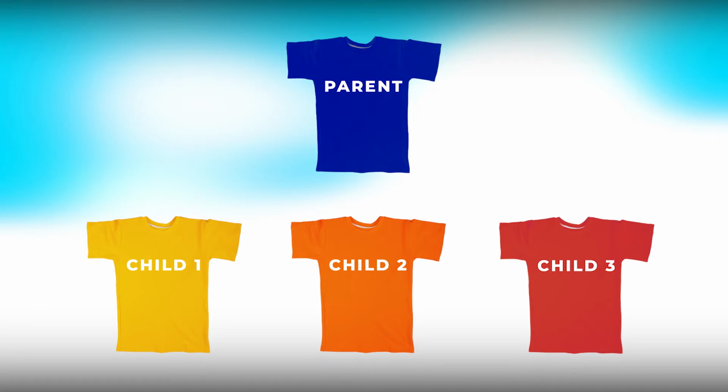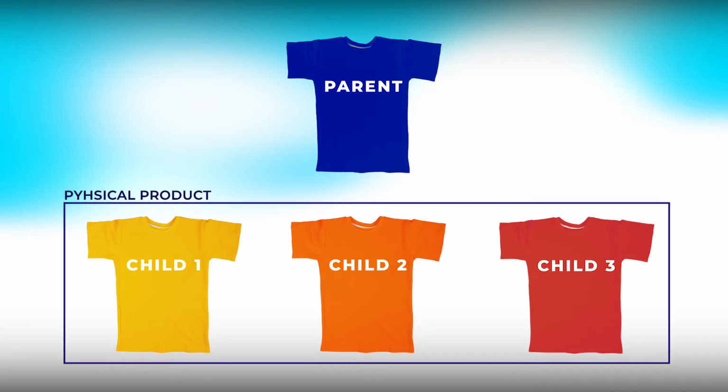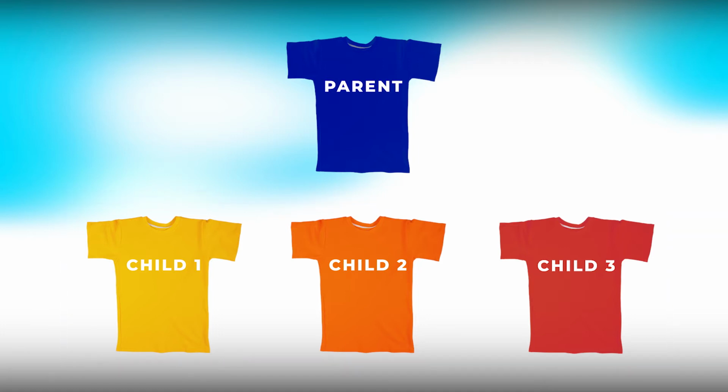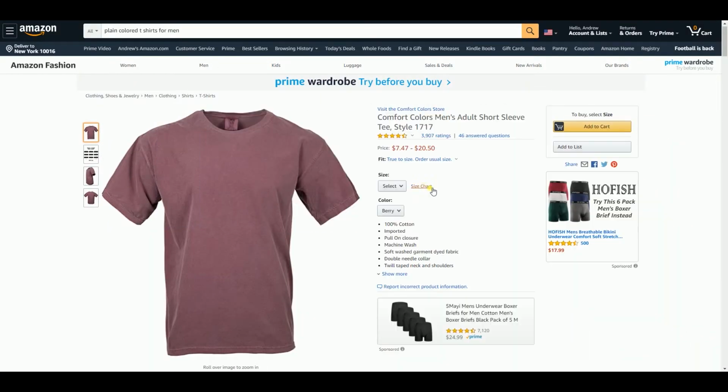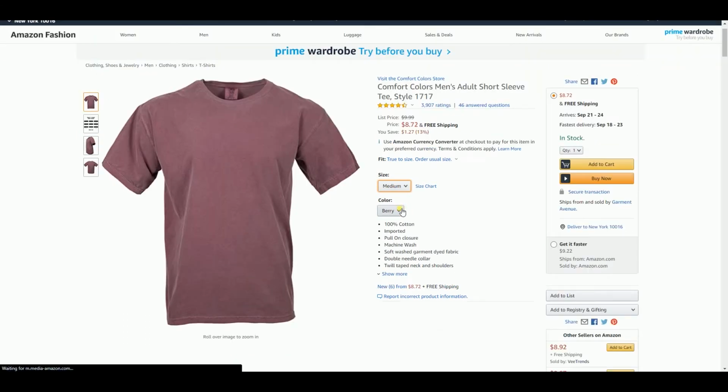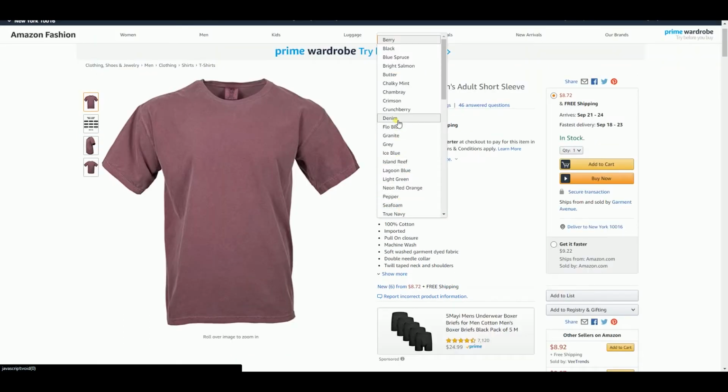This means that this is a physical product. The parent listing, on the other hand, is the one who holds all of the child listings together. In this way, your buyer will have an option to select different variations in just viewing one listing. Now, let me show you how to do this on Amazon Seller Central.